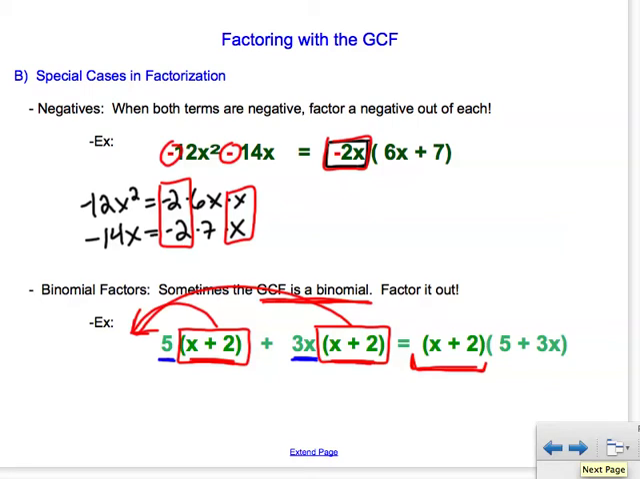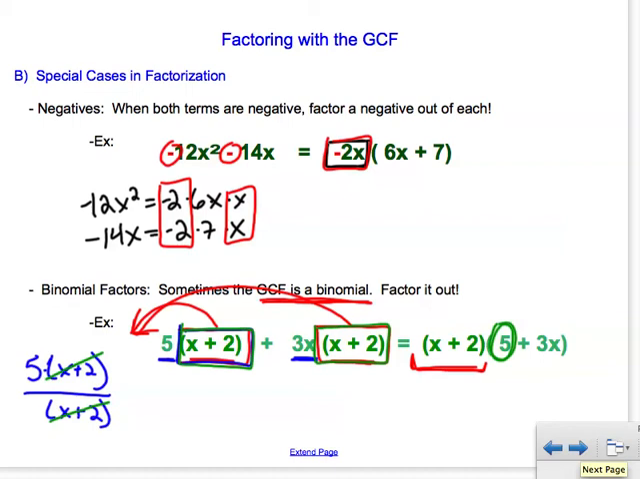Okay? So both of these have this factor of x plus 2. If I were to take 5 times (x plus 2) and divide out x plus 2, because this is in parentheses here, this entire thing will cancel out, which is why you just have this 5 that's left. Okay? So you can possibly factor out a binomial.